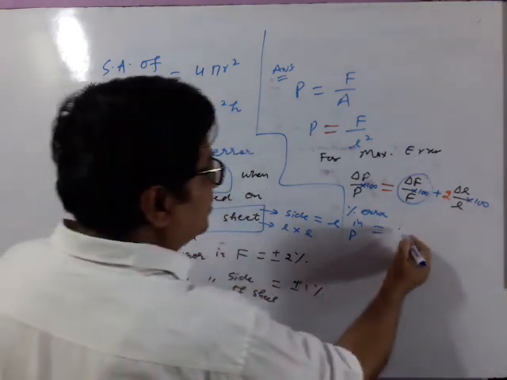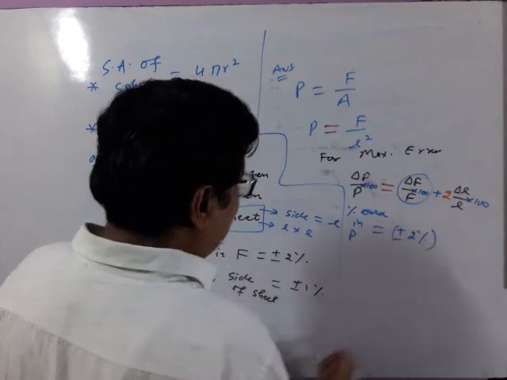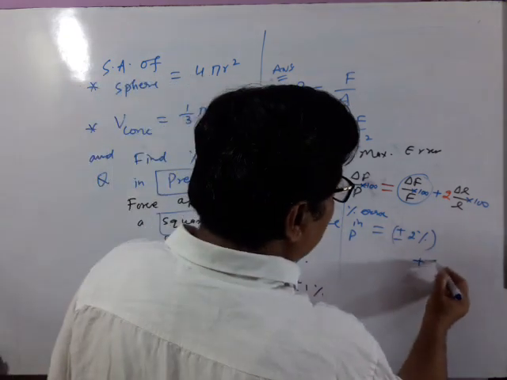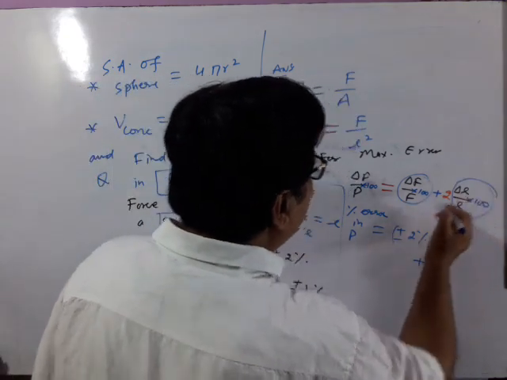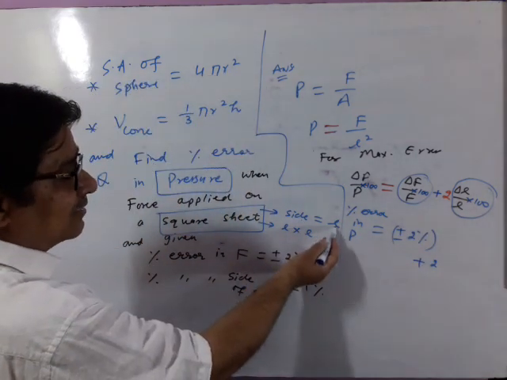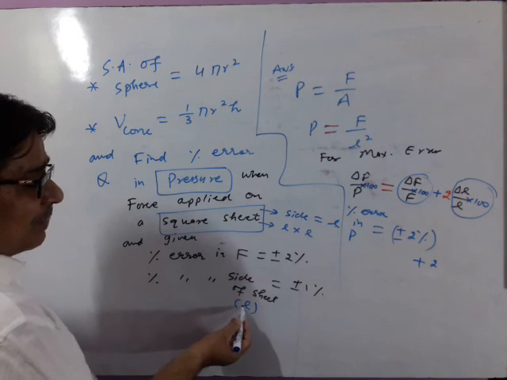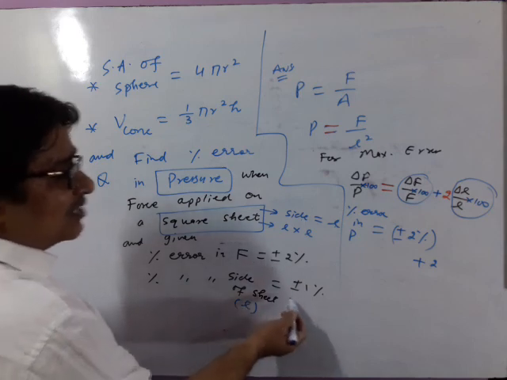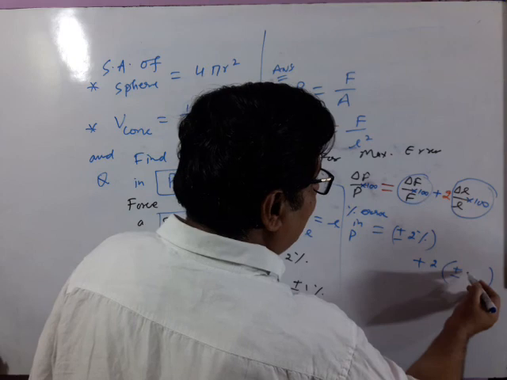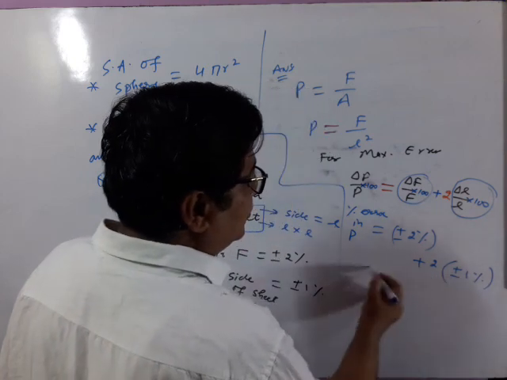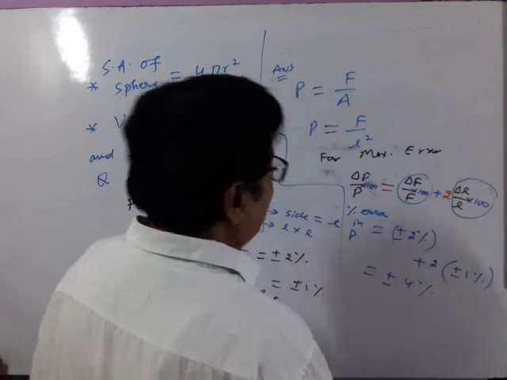See, this is given to us plus minus 2%, and plus 2 into percentage error in length or side. That is the given side; we are calling it L, the length or side of the sheet. So it is plus minus 1%. So write plus minus 1%. 2 into 1, 2 plus 2, 4%. Got it?